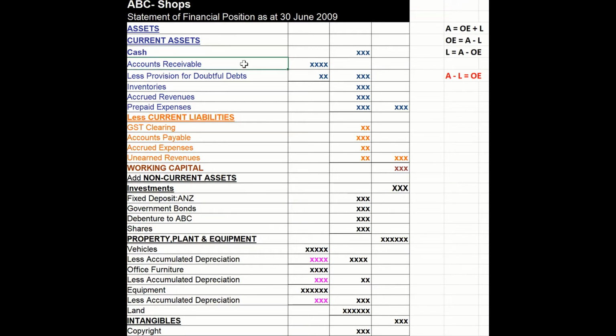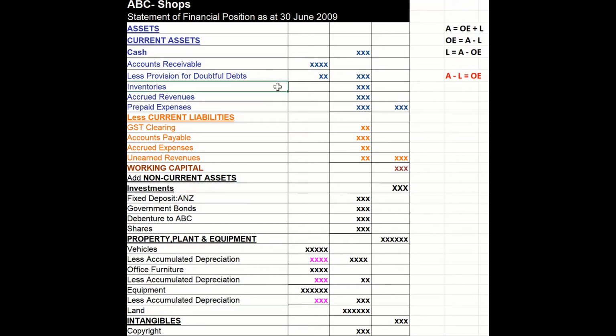I then get to accounts receivable. Now, why is accounts receivable a current asset? Because this is already in monetary form, and hopefully your debtors, your accounts receivable, will pay you back within 12 months. We then go less provision for doubtful debts. So there is my accounts receivable, less provision for doubtful debts, and I put my answer in the second column. Now remember to draw a line when you do a calculation.